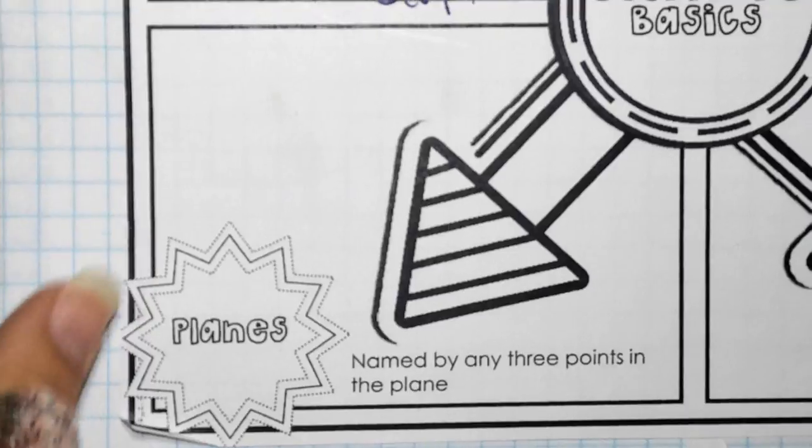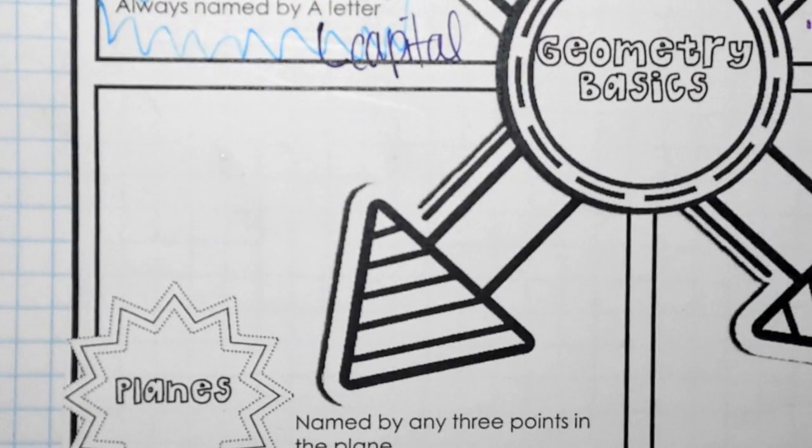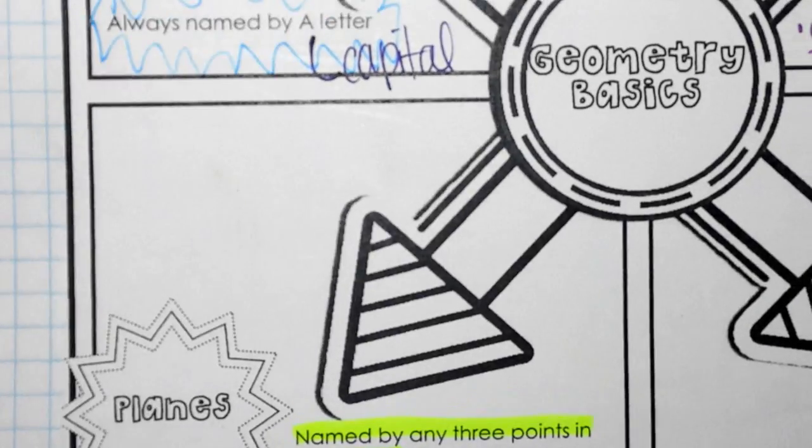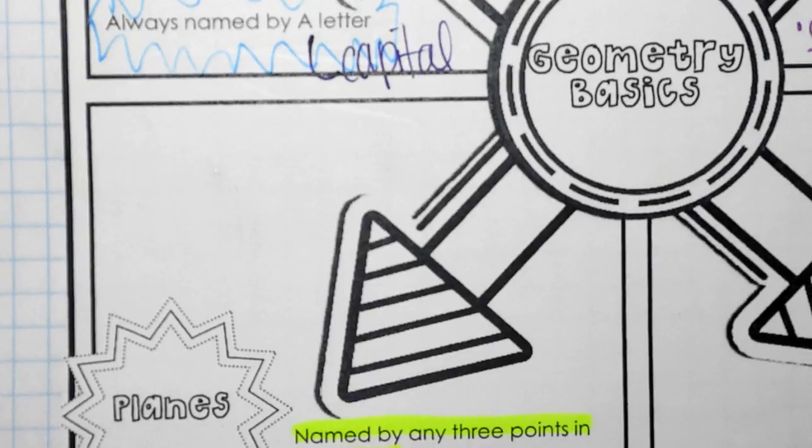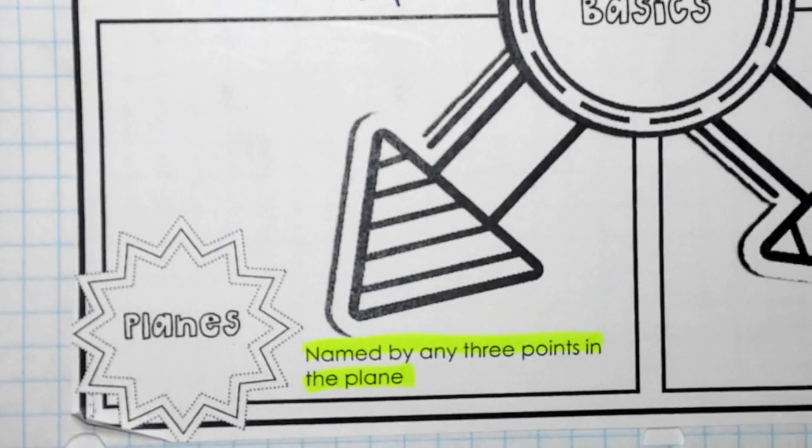Planes. How many points do we use to name a plane? 3. Look at us go. Highlight it, circle it, heart it, something so that you know that 3 points make a plane. 3 points make a plane. How many points make a plane? All right.